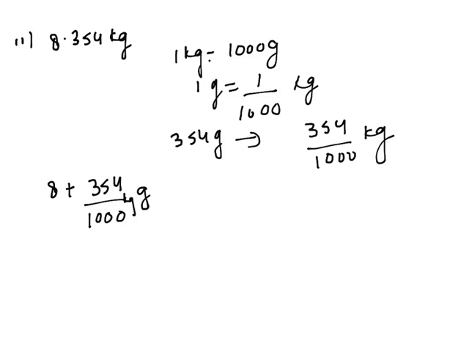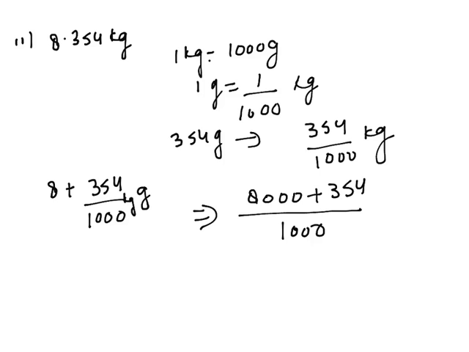So in that case, if we take the LCM as 1000, we will get 8000 plus 354 divided by 1000. Here we take the LCM as 1000. So now we will divide by the denominator, multiply with numerator. Here we have 1. If we divide 1000 by 1, we will get 1000 only, and we multiply with 8, we will get 8000. If we add these two, what will we get? 8354 by 1000.